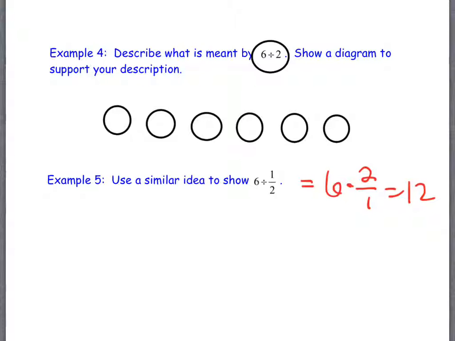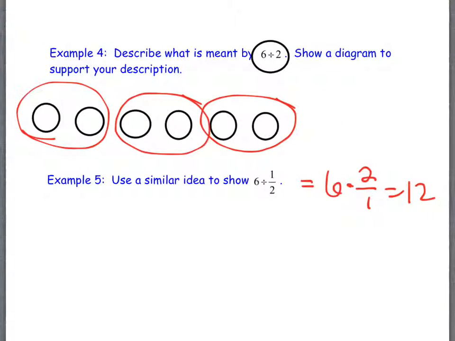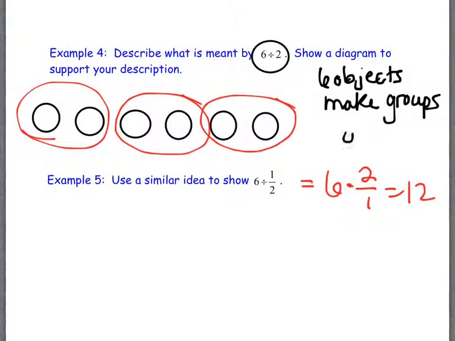If I have 6 objects and I want to put them into 2 groups, it looks like this. I just split them into 2 different groups. If I want to, I can take 6 objects and put them in groups of 2, like that. And the question is, how many groups do I have instead of how many are in each group? This kind of description is actually far more helpful when we're looking at the idea of dividing by a fraction. So this idea would be saying I have 6 objects. Again, you can call your objects whatever you'd like. And I want to make groups or collections of size 2.